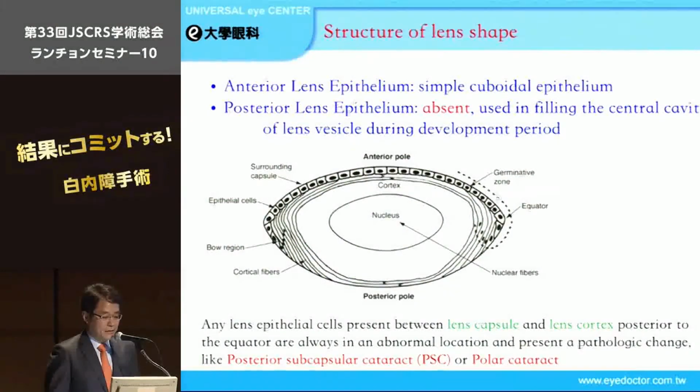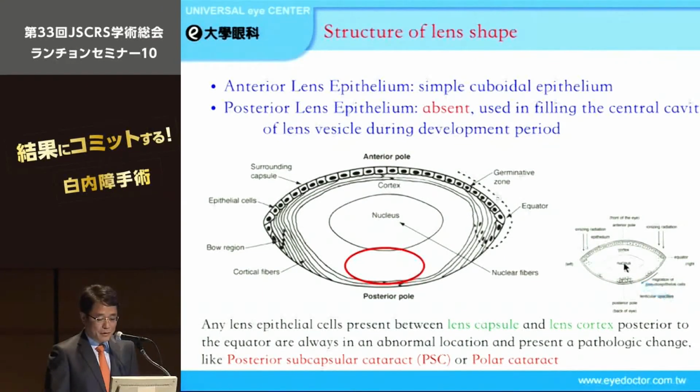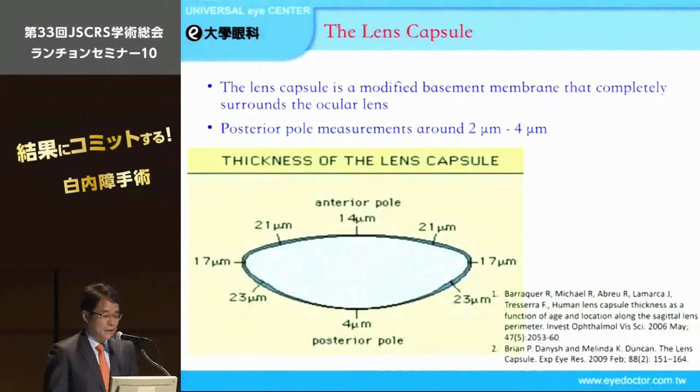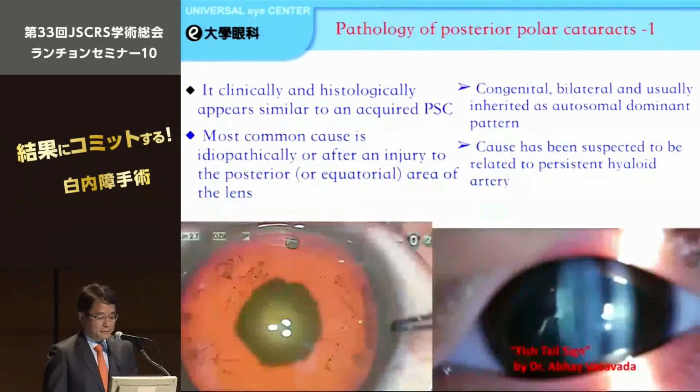We can see the anterior lens epithelium is simple cuboid epithelium. However, posterior lens epithelium is always absent. Any lens epithelium cells between here are always a pathologic change. The lens capsule is a modified basement membrane that completely surrounds the ocular lens. The thinnest part is near the posterior pole, around 2 to 4 micrometers.